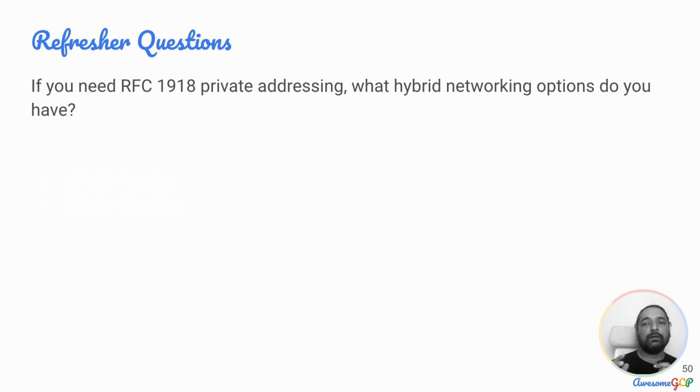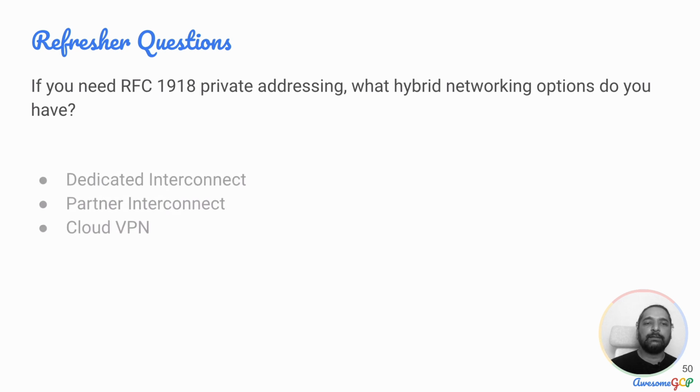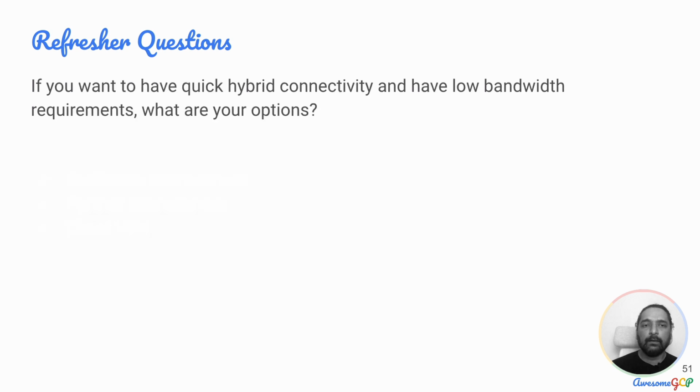In this case, you should think of the ones that are not the public addressing ones. So the 3 that are available for you would be dedicated interconnect, partner interconnect and cloud VPN. If you want to have quick hybrid connectivity and you're okay with low bandwidth, what are your options? In this case, we don't want to draw a line. We don't want to get into that setup. We just want to work over the public internet. That would be fine. In that case, the option you have is cloud VPN, which allows you to encrypt the data that is going between the 2 data centers.